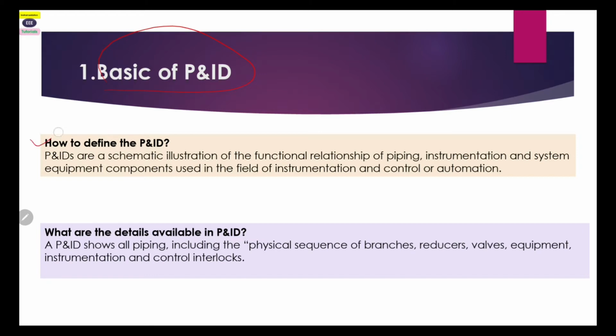So now how to define P&ID? So P&ID are a schematic illustration of a functional relationship of piping, instrumentation and system equipment component used in the field of instrumentation and control or automation field. So this is simply definition, but sometime it is also asked what are the details available in P&ID.